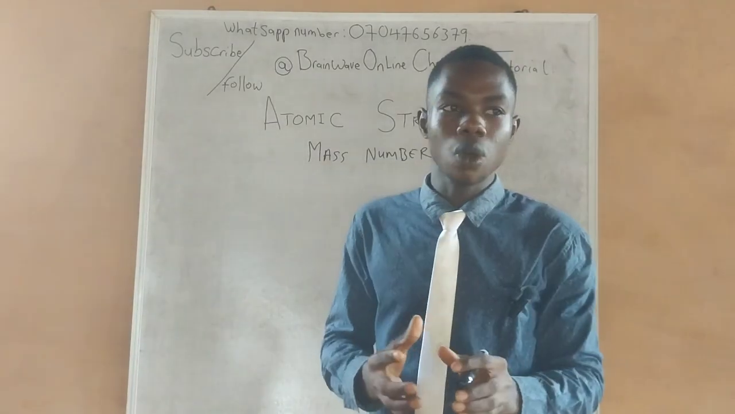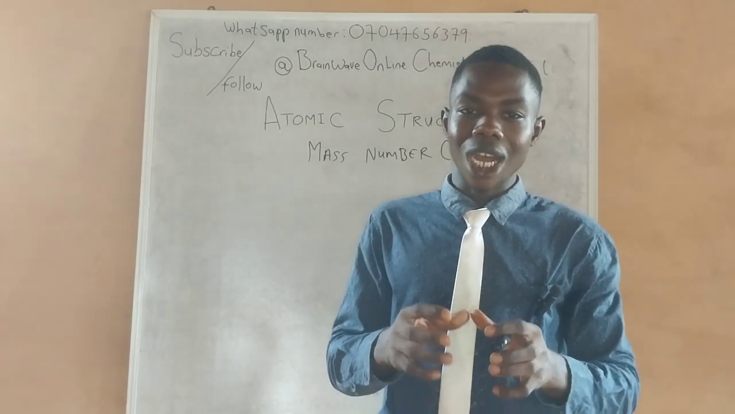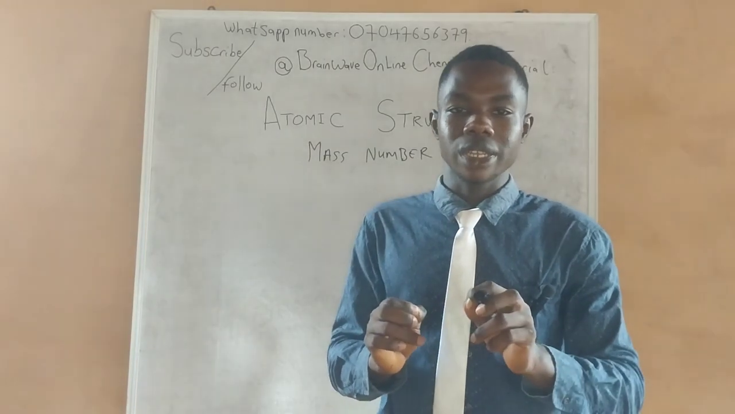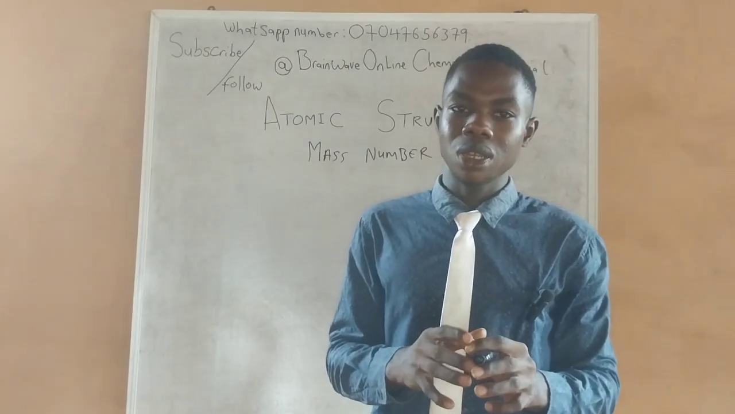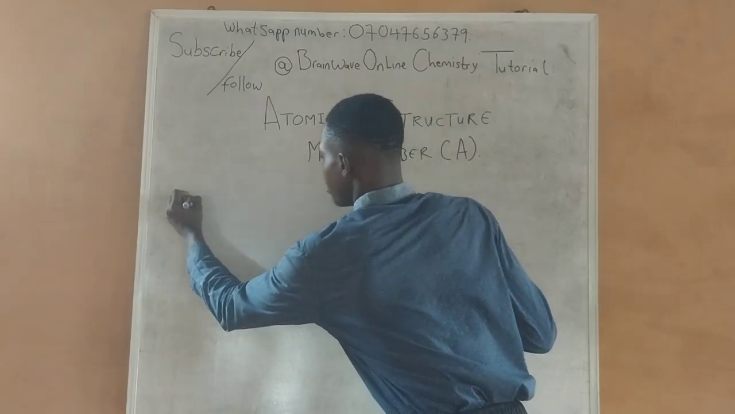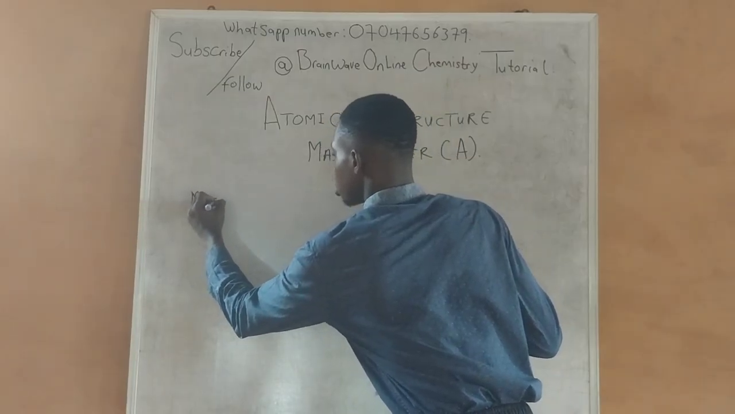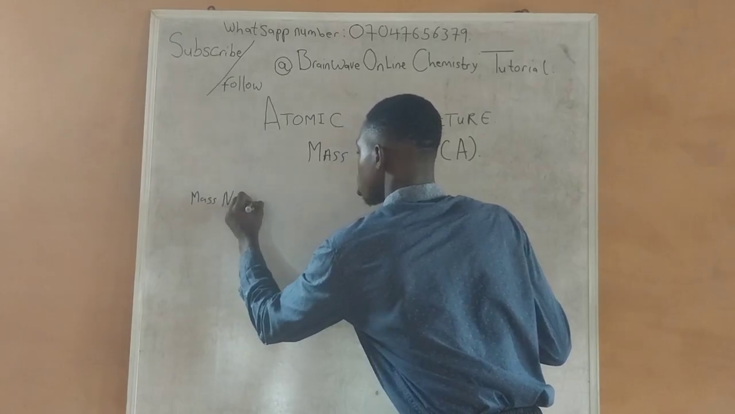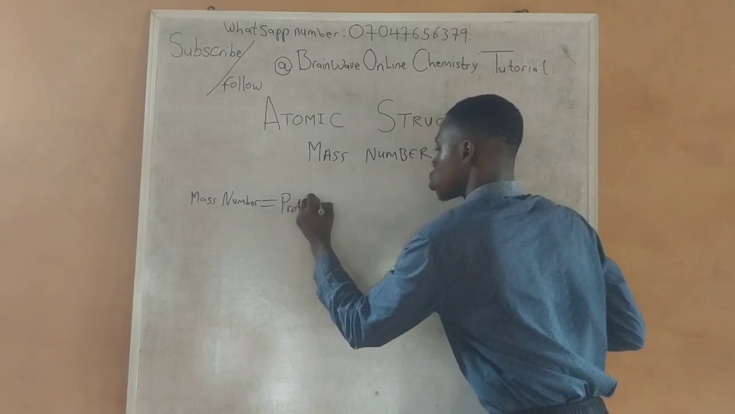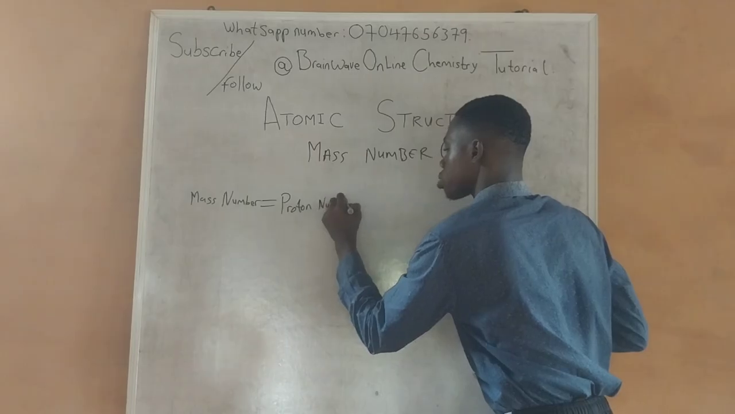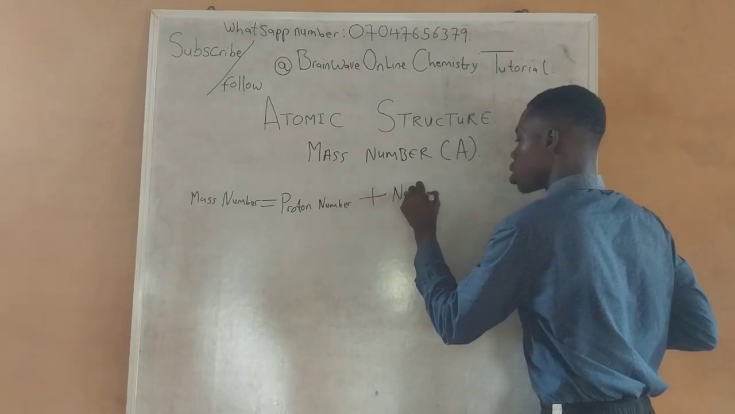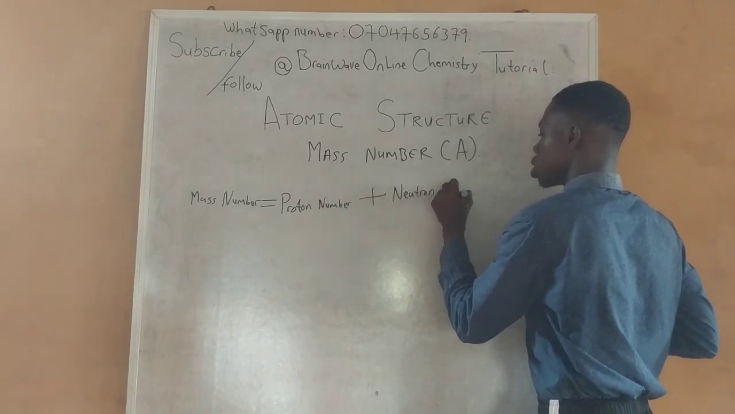Now, what's mass number? Mass number is the sum of the number of protons and neutrons of an atom. The sum of the number of protons and neutrons refers to the mass number. So it can be defined mathematically as this: mass number equals proton number plus neutron number.